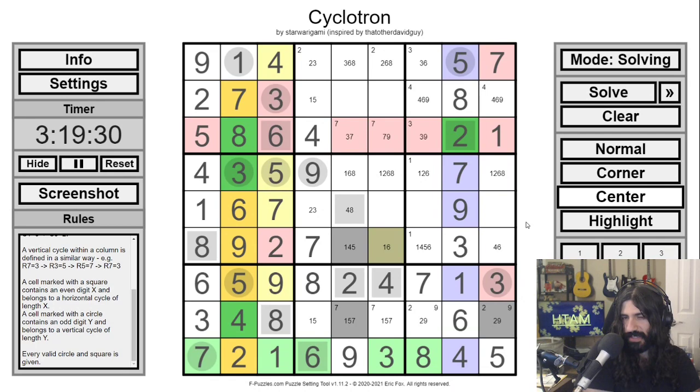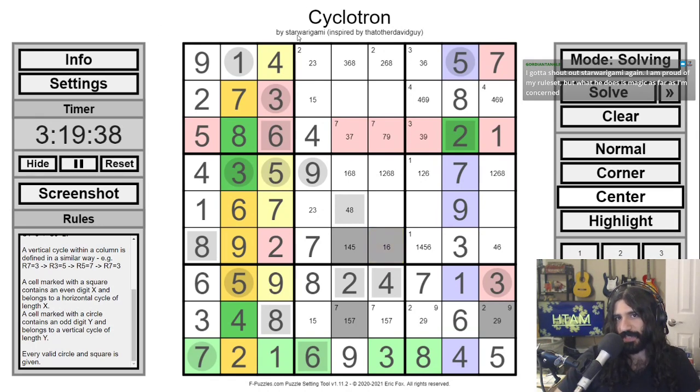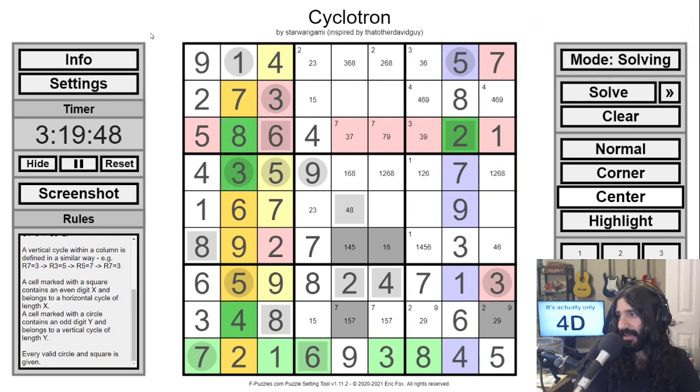So there's a lot going on. Got to shout out Starwarigami again. I'm proud of my rule set, but what he does is magic as far as I'm concerned. No, samesies. Starwarigami, I can't fathom what. Probably it's, to some extent, maybe computer-assisted. I don't know how you would go about setting this, given that, you know, pretty wild. And to make it satisfactory for a human solver. But we're close. We're getting there. It's been good. Okay. All right.